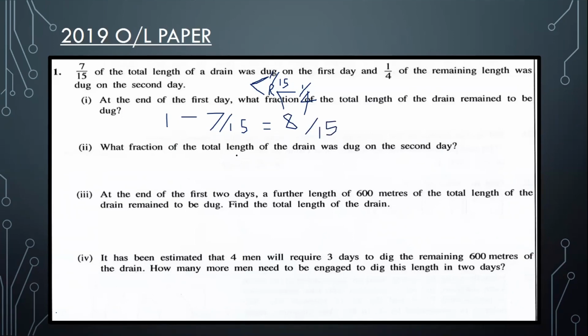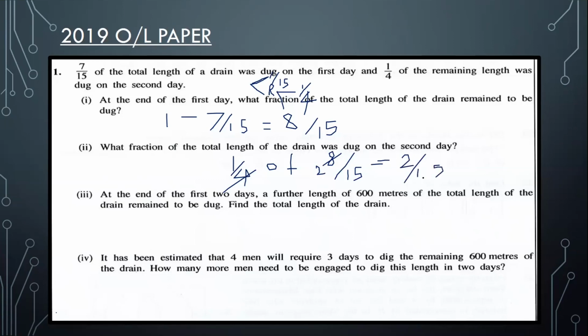What fraction of the total length of the drain was dug on the second day? So we saw that 1 over 4 of the remainder is dug on the second day. The remainder is 8 over 15. So 1 over 4 of 8 over 15. So that is going to be equal to, we can simplify 8 and 4. We have 2 times, we have 2. That is going to be equal to 2 over 15.